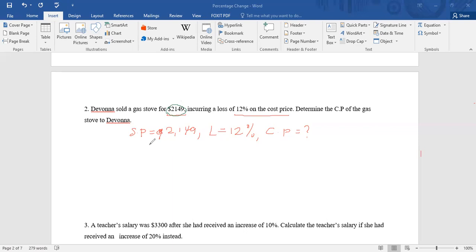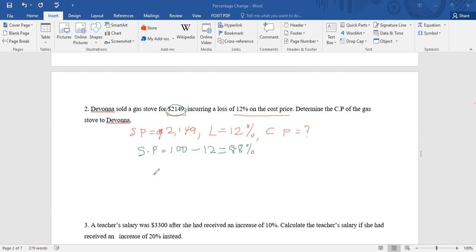Since the cost price of any item is 100%, the selling price in this case will be 100 minus 12. Why are we minusing? Because we made a loss. If we made a profit, then we would add 12. So you minus 12, that will give us 88%. Good. So basically, they want to sell the item at 88% of the cost price.